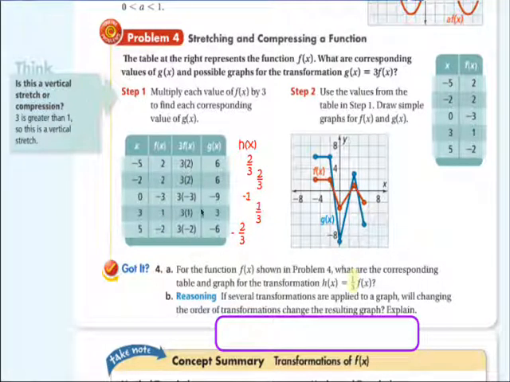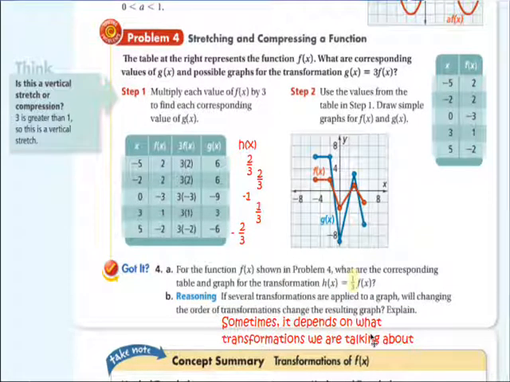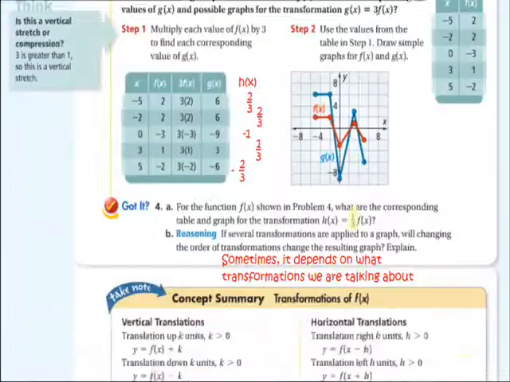Part B says, if several transformations are applied to a graph, will changing the order of transformations change the resulting graph? And the answer to that is kind of complicated, because the answer is sometimes. It depends on what transformations we're talking about. If we're talking about two translations, probably not. It's just going to move it here and then move it there. But if we're talking about compression and stretching, then it could. So it depends on the order a little bit, and it's a sometimes answer.